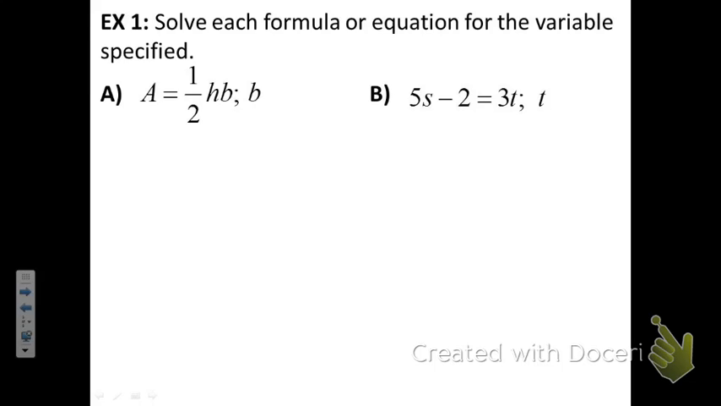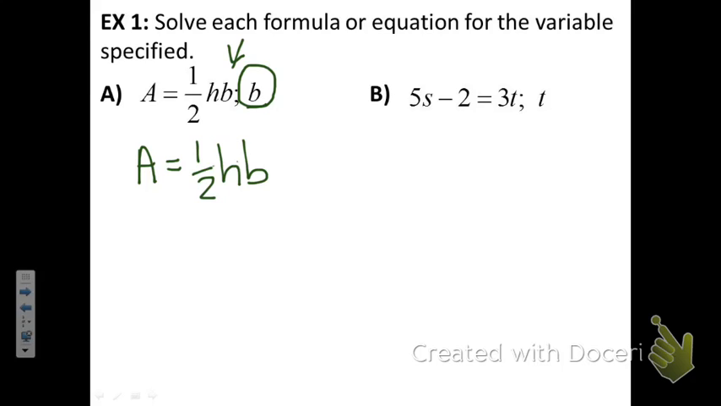On the first one we have A equals 1/2 hb, and that semicolon b means that we are solving for b wherever it is in the equation. So you're going to look to find out where b is in the equation, and it's right here. And I'm going to go ahead and rewrite this formula. If you remember, this is the formula for a triangle. And whenever we see numbers, we want to try to get rid of those numbers first. And you want to look to see how everything is attached. They're all attached by multiplication.